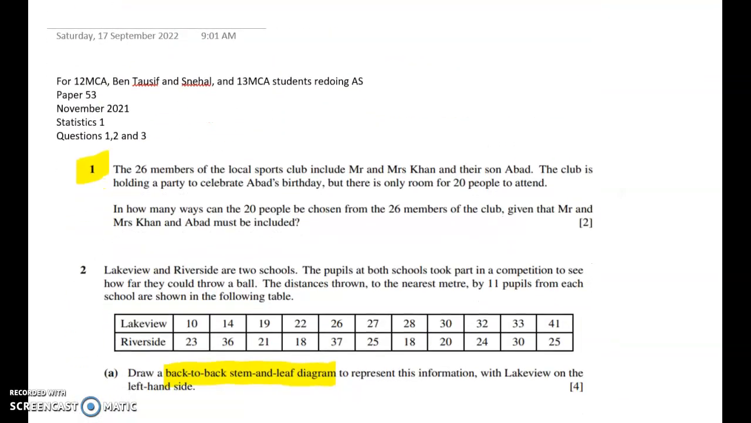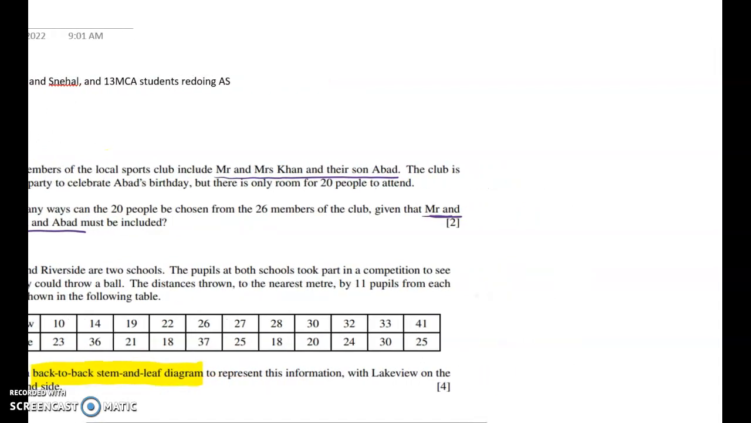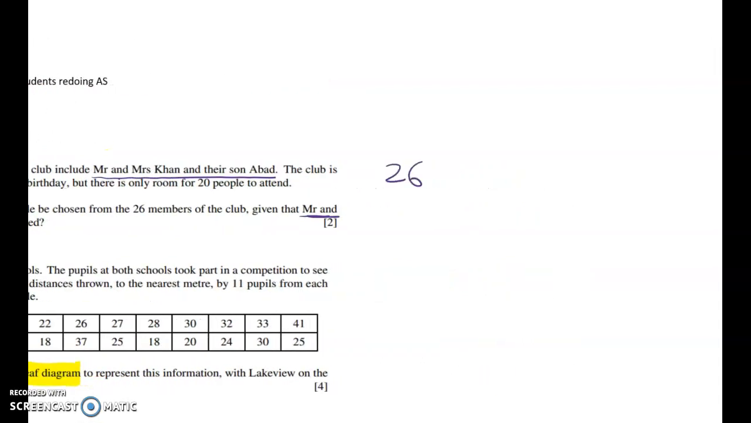So let's first look at this one about 26 members of the local sports club, including Mr. and Mrs. Khan and their son Abad. The club is holding a party for Abad's birthday, but there's only room for 20 people to attend. So how many ways can we choose the 20 people from the 26 members of the club? And his parents, Mr. and Mrs. Khan and Abad, all have to be included. So we don't really have to choose 20 people here, right? We've got 26 people and the party can only fit 20. Really what we're doing is we've got 3 people who are fixed, and then we have to choose 17 from 20.